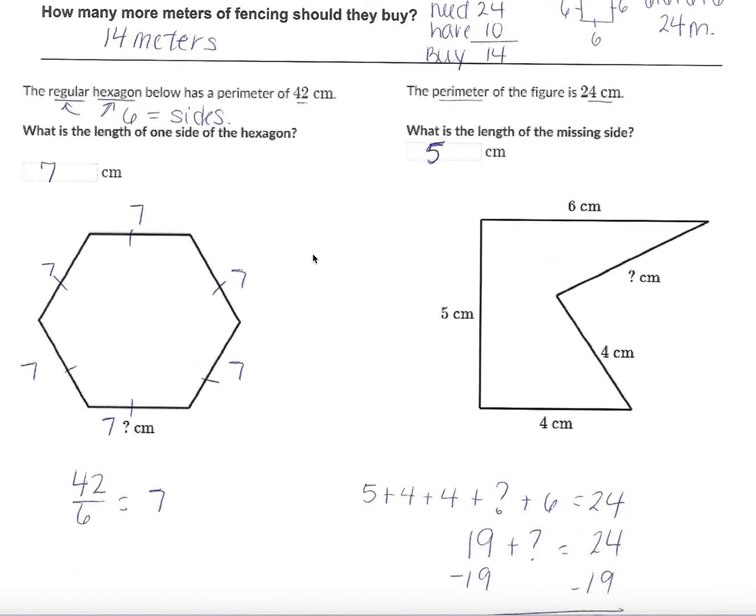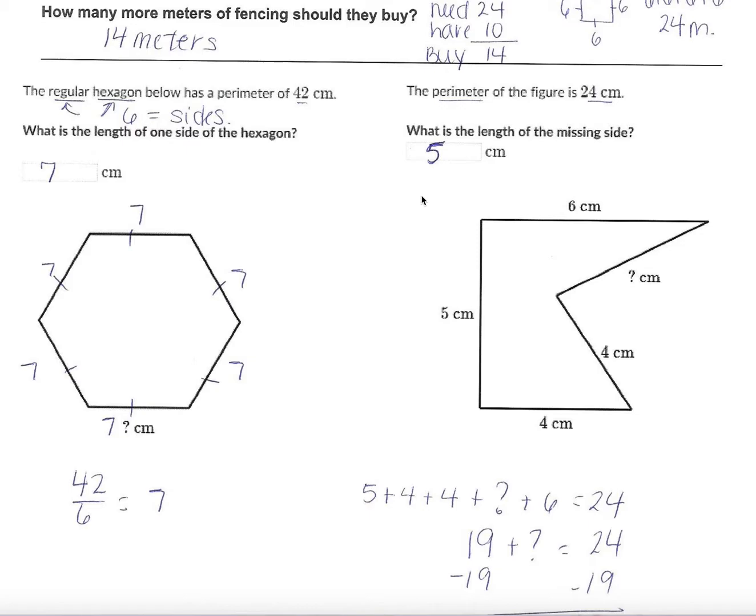Okay, let's try another one. Here we have a regular hexagon. Remember, if it's a regular hexagon, there are 6 equal sides, and the perimeter is 42 centimeters. We have to find the length of one side of the hexagon. So let's use what we know. The perimeter is 42 centimeters, and there are 6 equal sides. Then I can take the full perimeter and divide it by 6 to tell me what each side length will be, which is going to be 7 centimeters. So here we know that the perimeter is 42, but each side length is 7 centimeters.